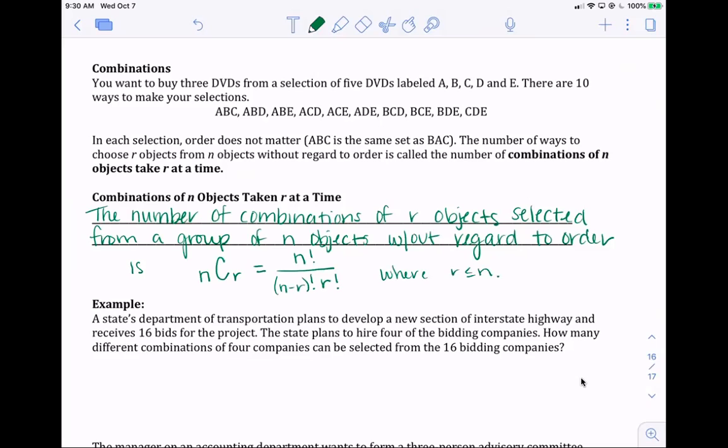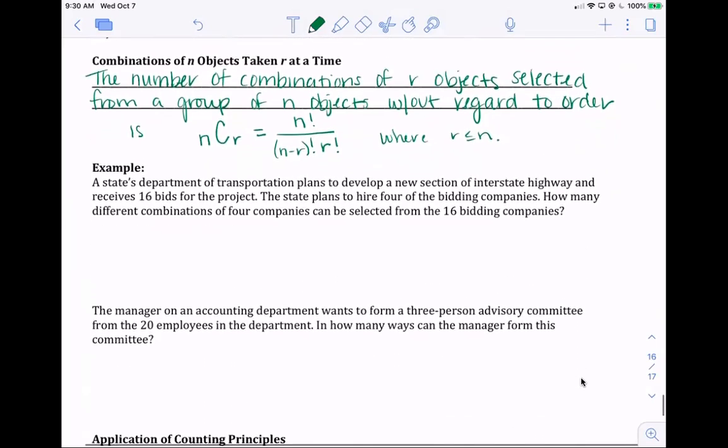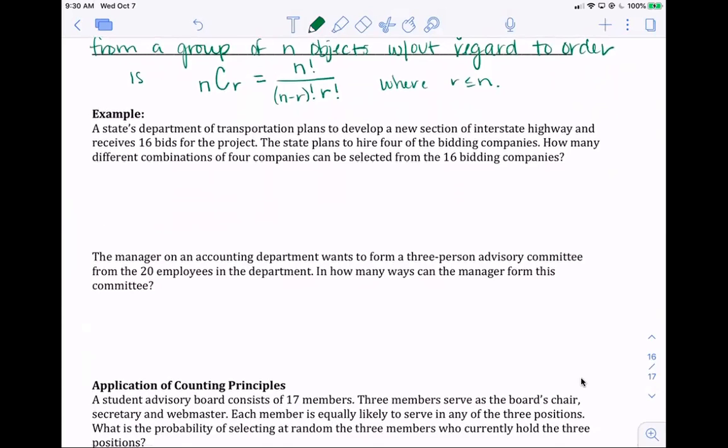Okay. So if we look at this first example, a state's Department of Transportation plans to develop a new section of interstate highway and receives 16 bids for the project. The state plans to hire 4 of the bidding companies. How many different combinations of 4 companies can be selected from the 16 bidding companies? Because it says combinations, we know we're using C. Also, it doesn't matter which order we choose them in. We're not ranking them at all. We're just choosing 4. So we know our n is 16 and our r is 4.